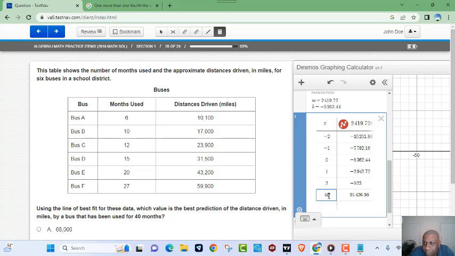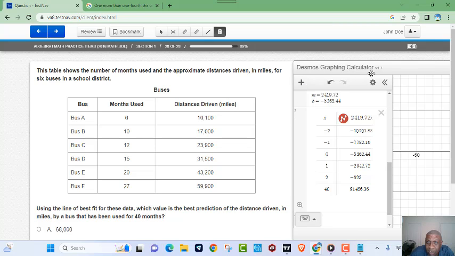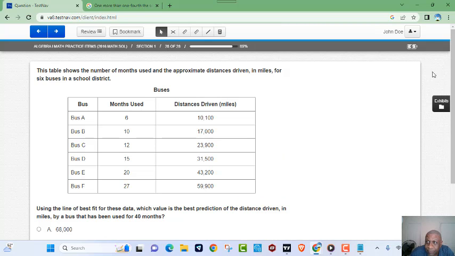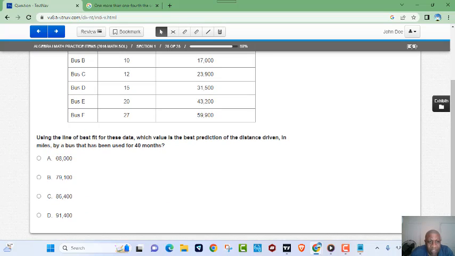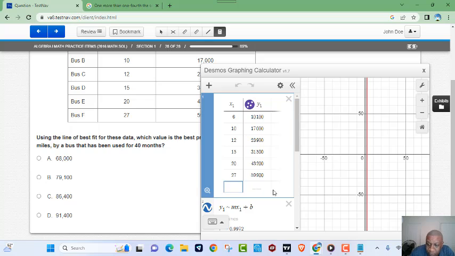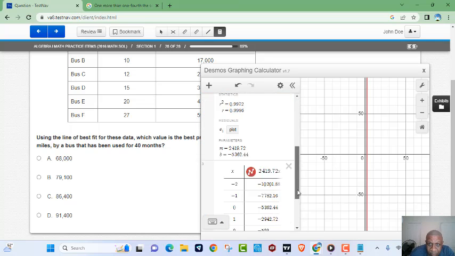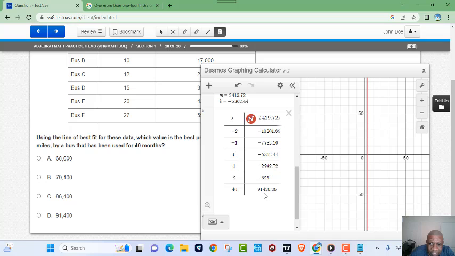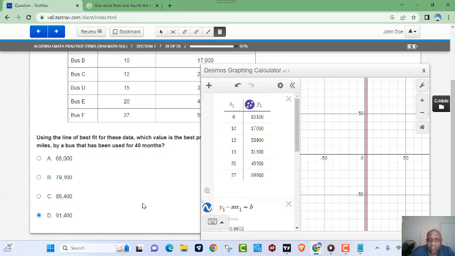So 91,426 miles. So let's look at our answer choices. 91,400. See? It told us right here, if I put the 40 back in. Oh, excuse me, not the 40 there. No problem. Come back. Right there, 40. 91,426. 91,400. Okay, so that's all of the questions here in the Desmos TestNav.